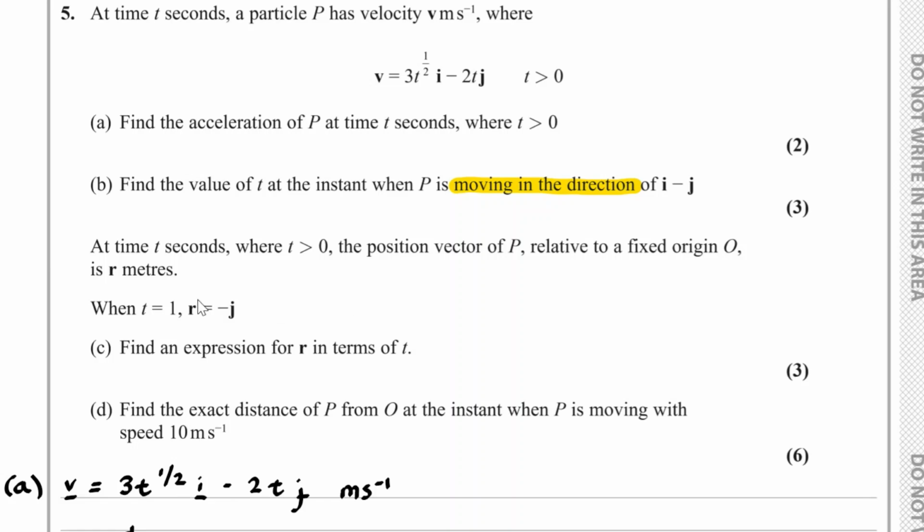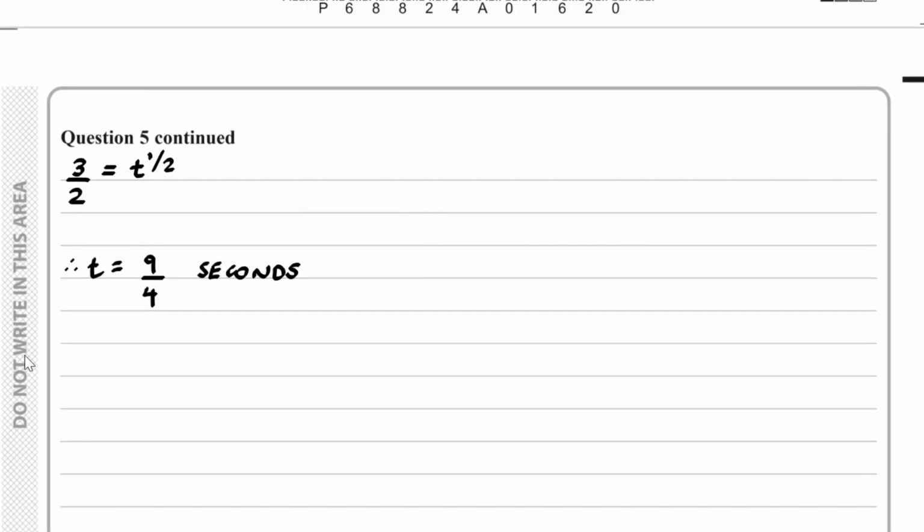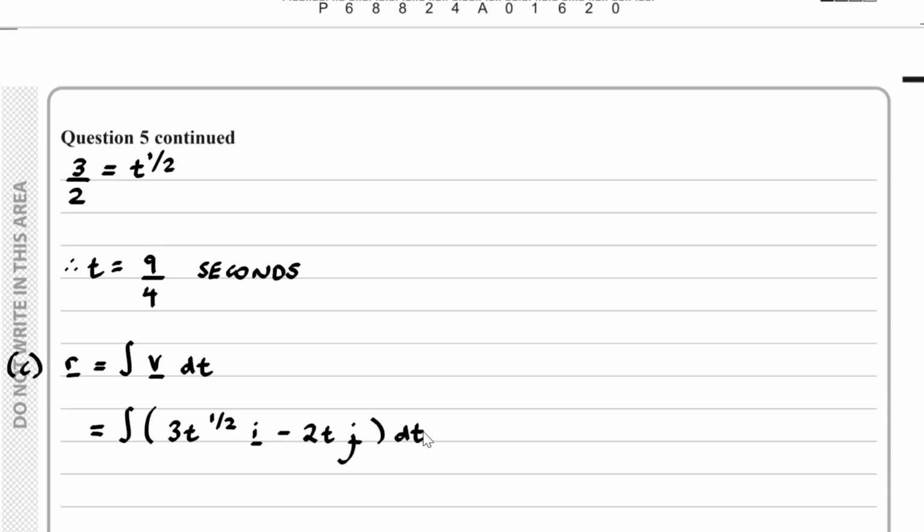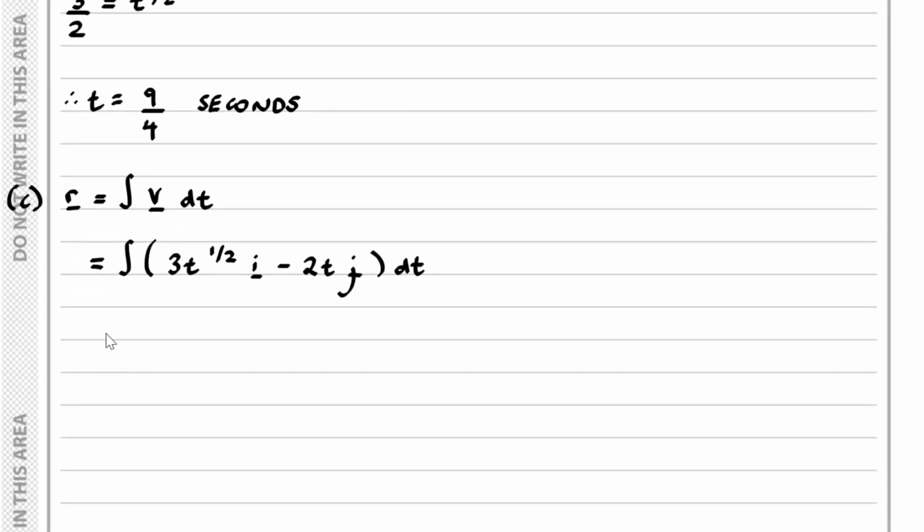For part C of the question, at time t seconds where t is greater than 0, the position vector of p relative to a fixed origin, O, is r meters. When t equals 1, r is equal to minus j. We have to find an expression for r in terms of t. Well, for part C, we need to recognize r is equal to the integral of v with respect to time. We know what v is. v is 3t to the power of 1/2 i minus 2t j. So we need to integrate the result we see here.